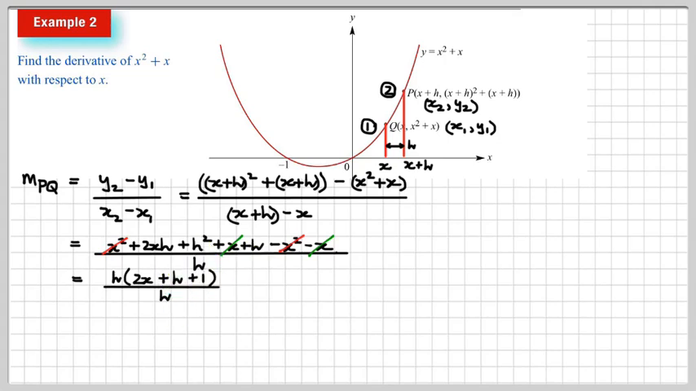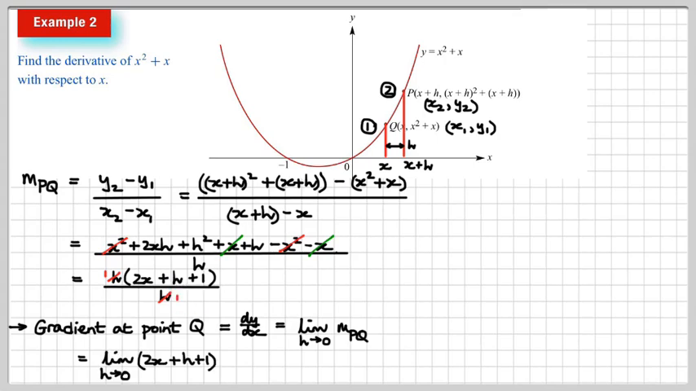Now we can cancel, as I said, top and bottom with h, and we're left with that. Yes, that's right, it's the limit. The gradient at point Q is dy/dx, which is the limit of the gradient of line PQ as h approaches 0. Now you can see what that's going to be, right? It's going to be the limit of that as h approaches 0. So what's that going to be? That's it, 2x plus 1. 2x plus 1.